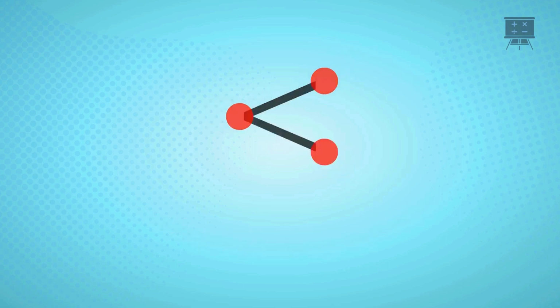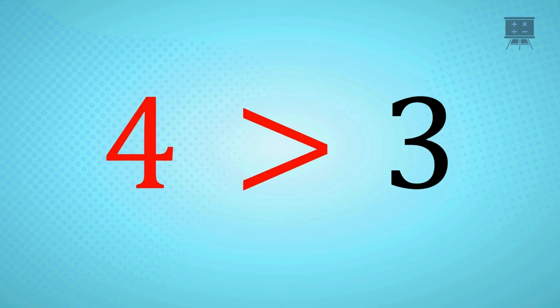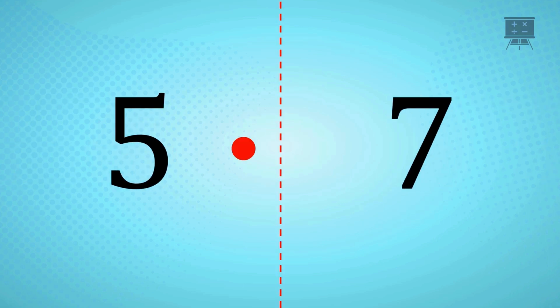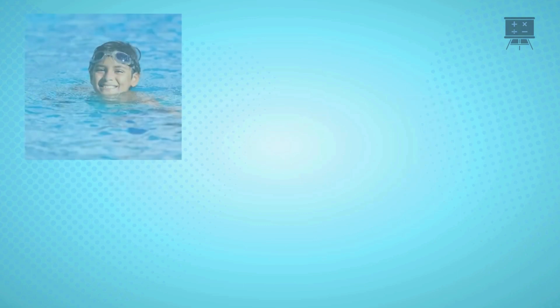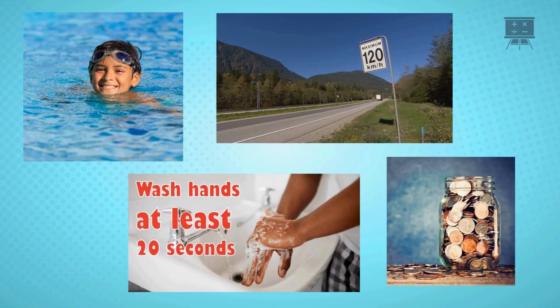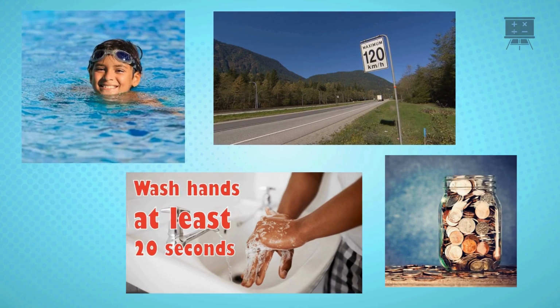Let's do a trial. We place 2 dots on the left side and 1 on the right. 4 is greater than 3. We place 1 dot on the left and 2 dots on the right. 5 is less than 7. Sometimes a number is less than or equal to. A number can also be greater than or equal to.